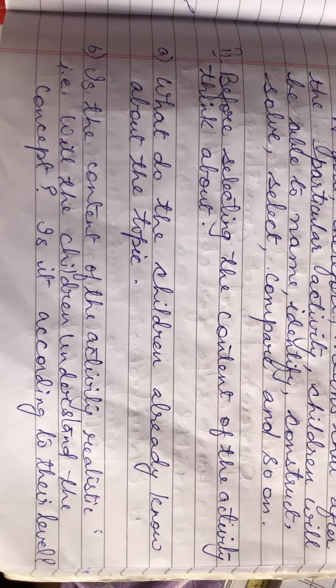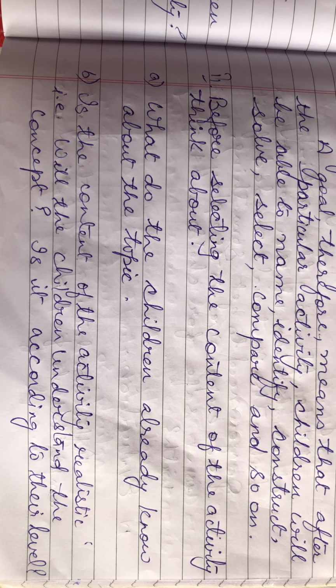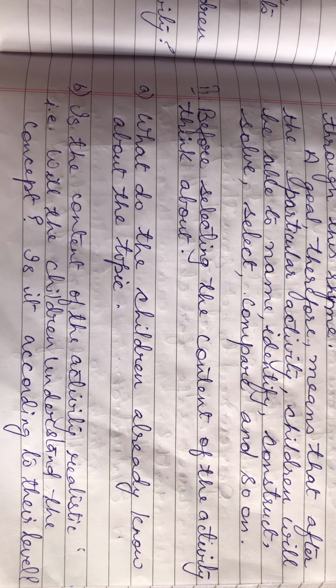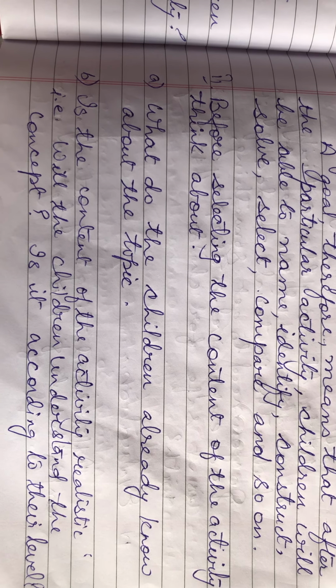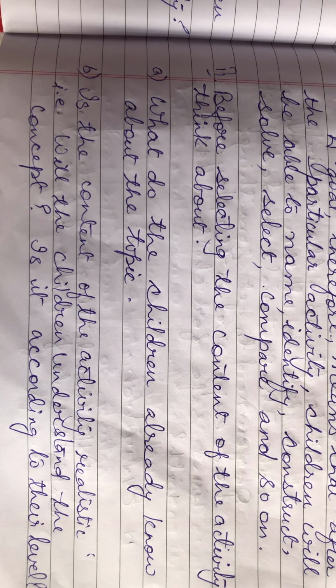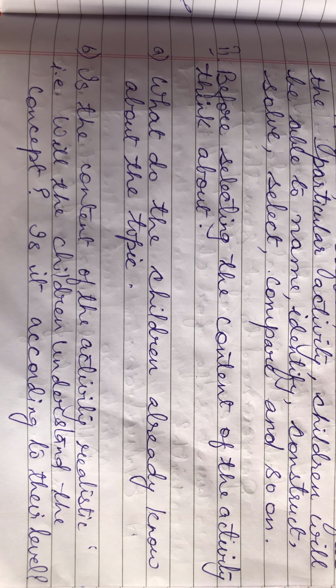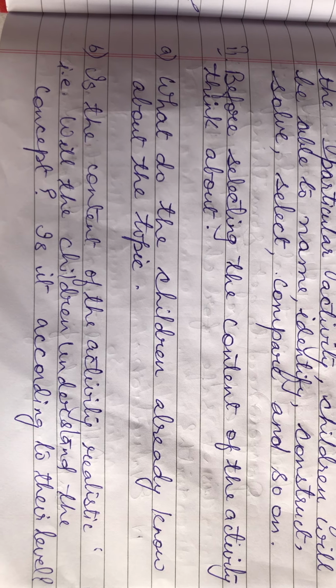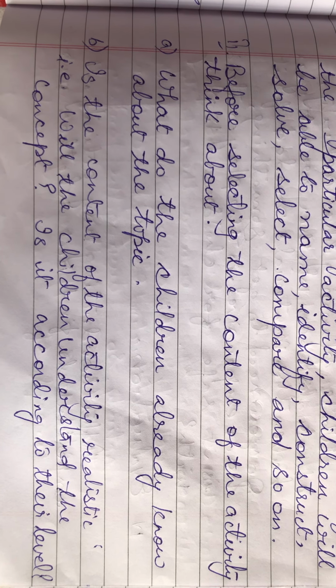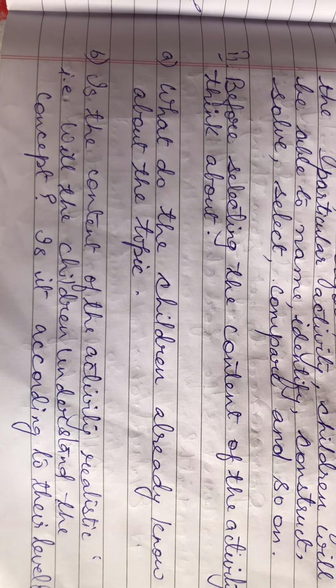Second point, before selecting the content of the activity, what do children already know about the topic? So you should discuss content. While in discussion, we should discuss what the child already knows about the topic. Is the content of the activity realistic? Will the children understand the concept? It should be according to their level. So the content should be according to the level of the student.